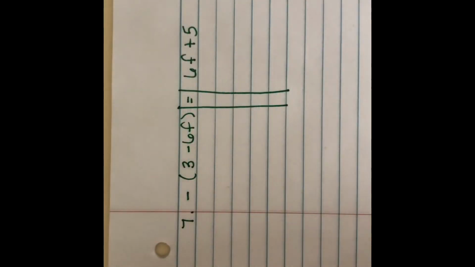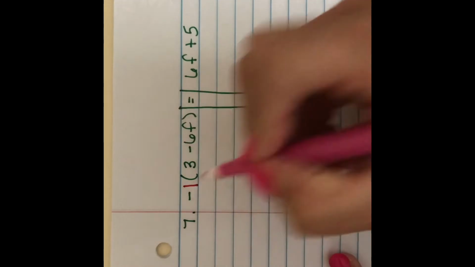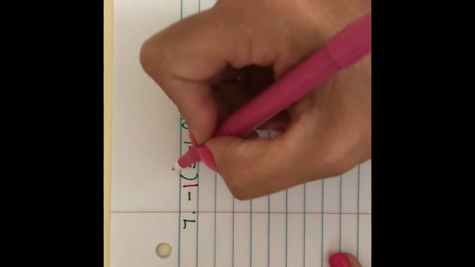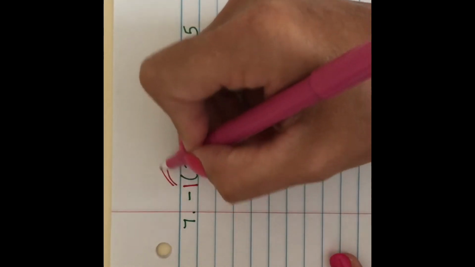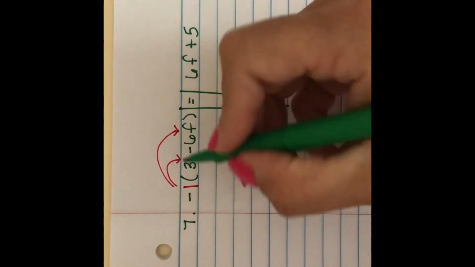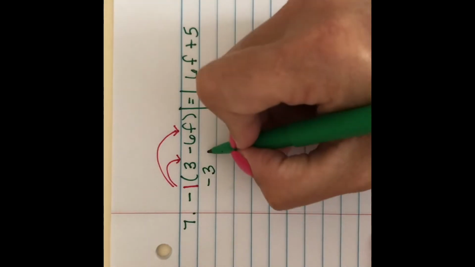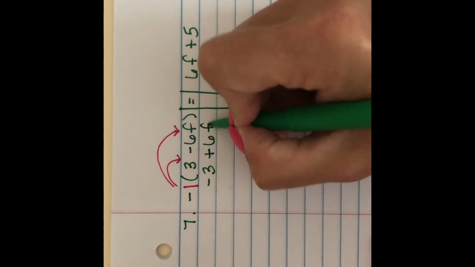Okay, on the left side we have the distributive property. It looks like, again, we have a negative without a number. So there is an implied 1 there. So I'm going to be taking that -1 and multiplying it by both terms that are inside the parentheses. -1 times 3 is -3. -1 times -6f is +6f.